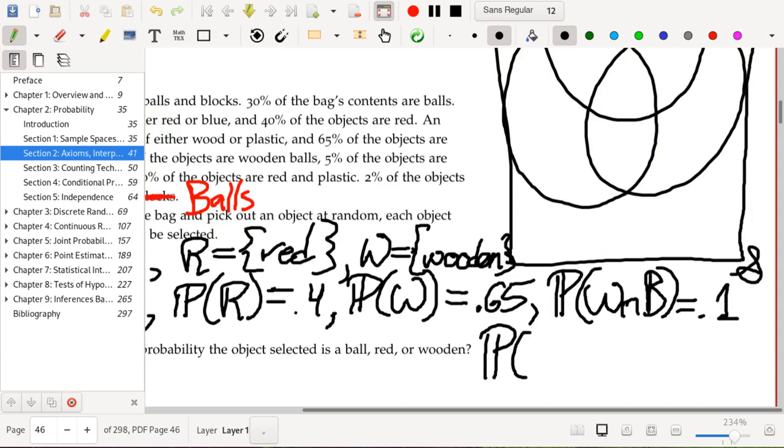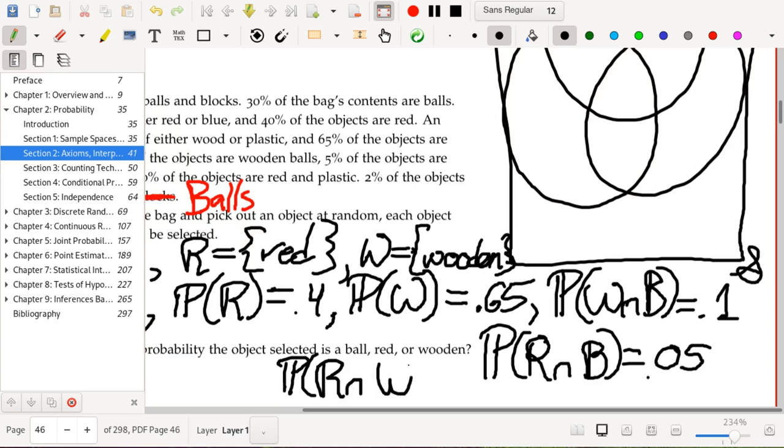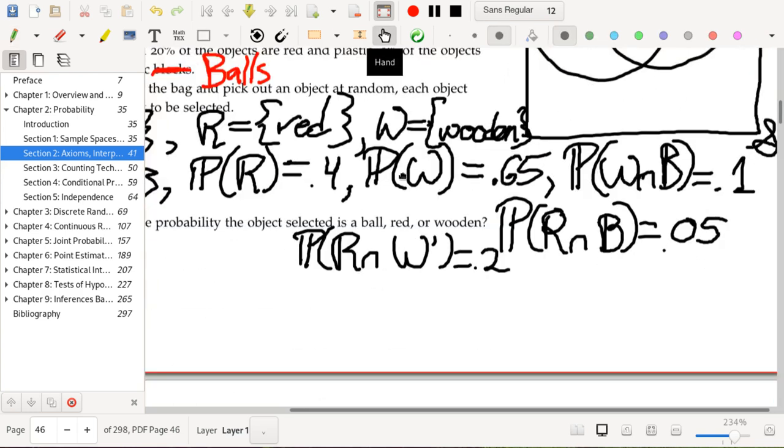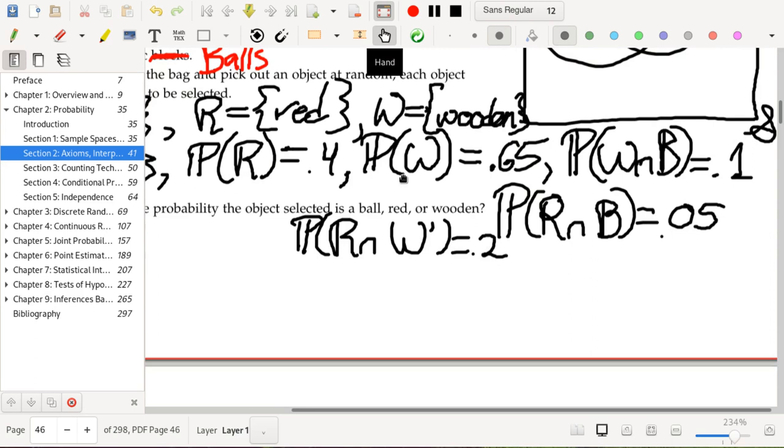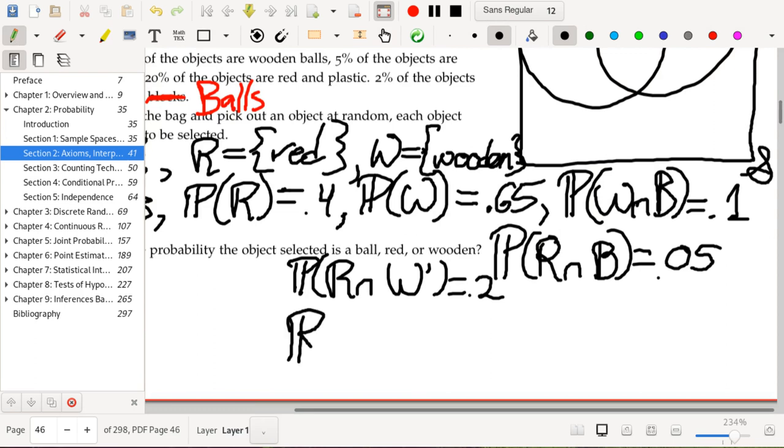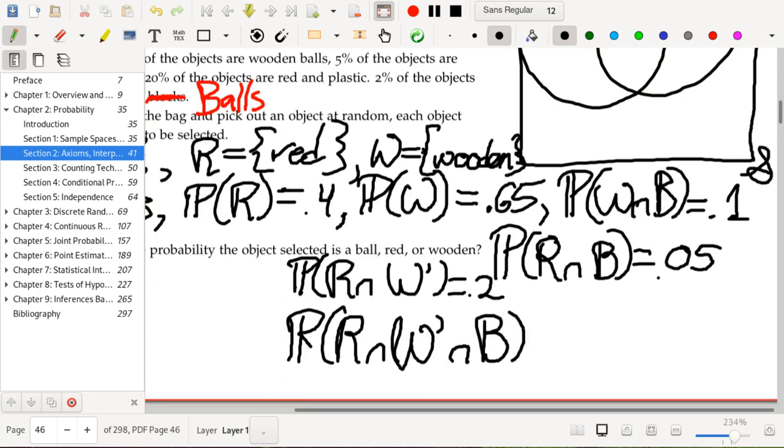The probability of getting a red ball is going to be 0.05. The probability of getting something that's red and plastic, so that's R and W complement, is going to be 0.2. And finally, we have the probability of drawing a red plastic, so W complement, block, no, not a block. It's a ball. This is equal to 0.02. Okay.